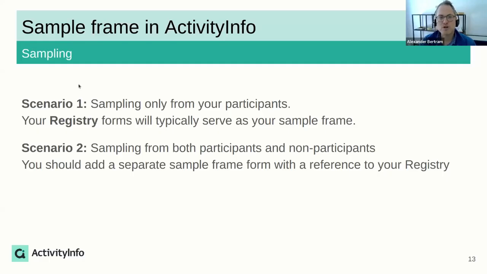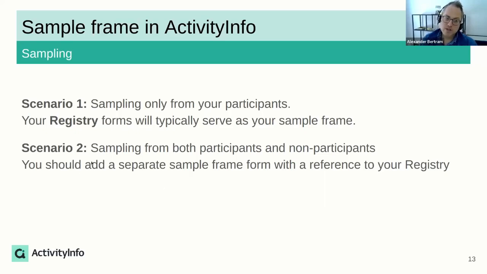So there are really two scenarios to think about in how to map this out. In the first scenario, you're sampling only from among your participants, right? And I did warn you, that's not always such a great idea. But if you're doing that, then your registry form is simply your sample frame. So this list of farms that I have in my database, that's my frame.